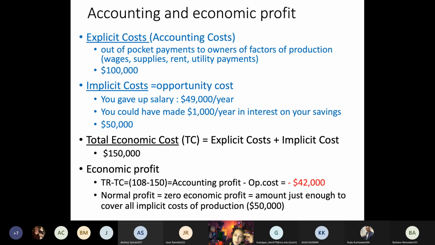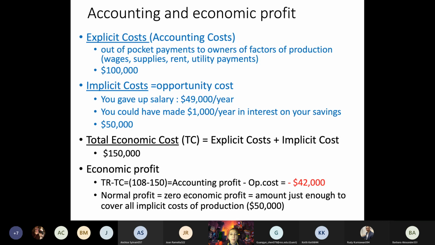But you could have put the money in the bank, and suppose you could have gotten $1,000 per year of interest on the money. You might want to take that into account. So it's technically your implicit cost of production. So that's your opportunity cost of production. Technically everything can be called an opportunity cost, but in this case, it is probably best to call your foregone salary and interest the opportunity cost. And everything else we can call just explicit cost, monetary cost.